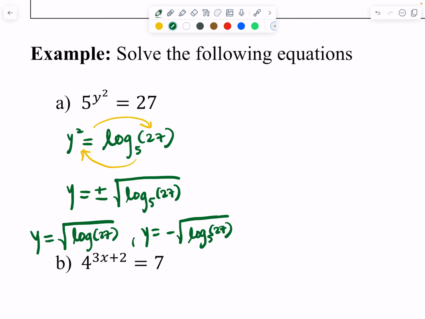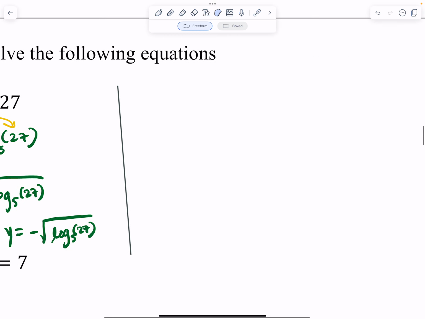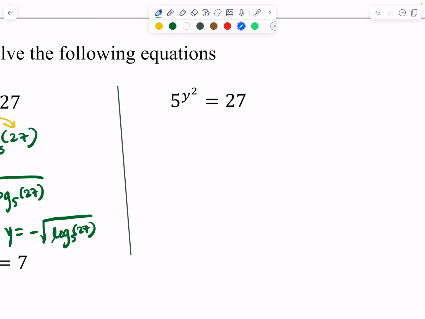Now, the approach that I think your textbook uses, and many textbooks show, is using those inverse properties. So looking at this and being like, okay, well, that's 5 to the y squared power equals 27. That means I'm going to think about taking the log base 5 of each side of the equation.